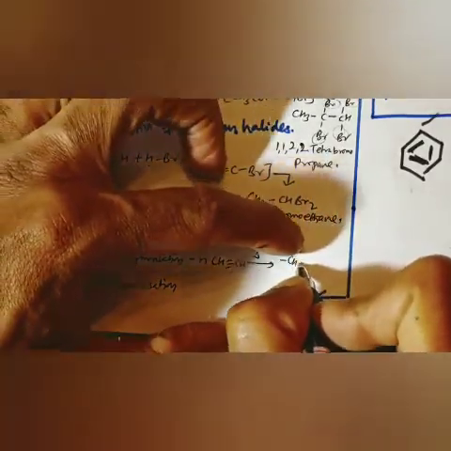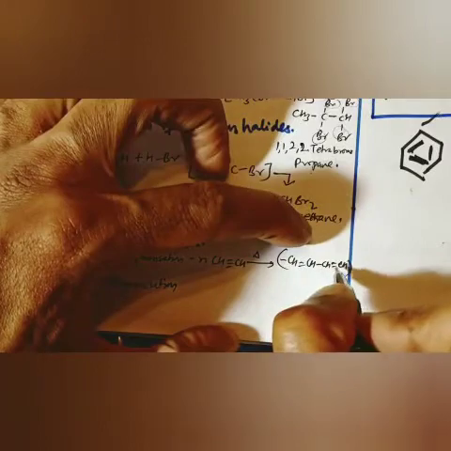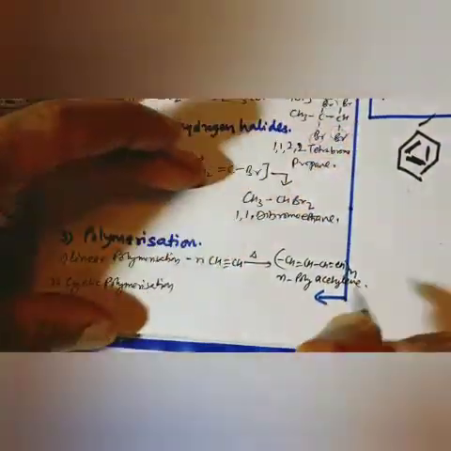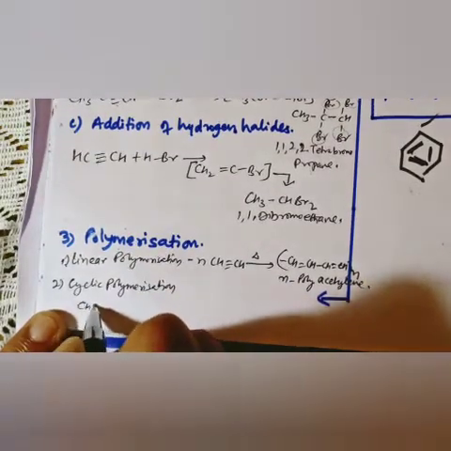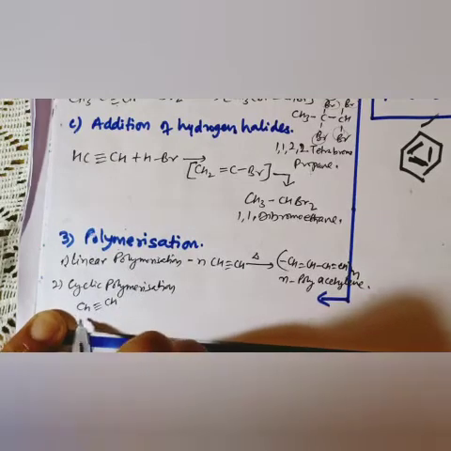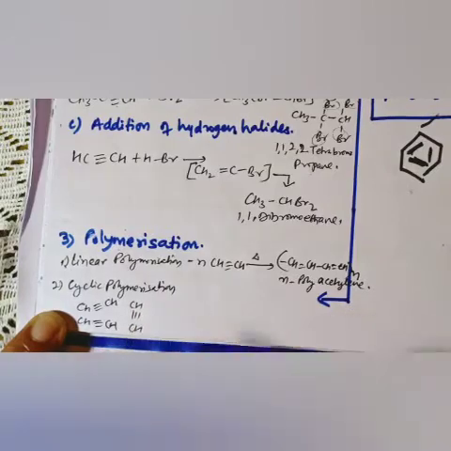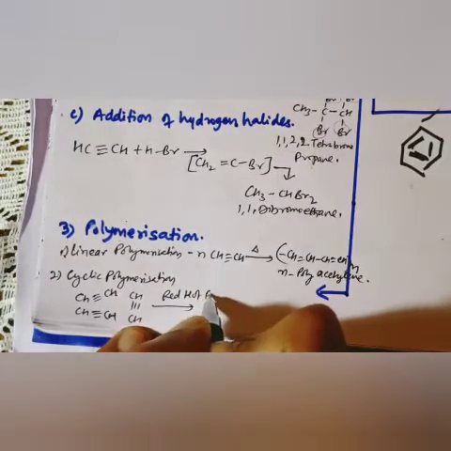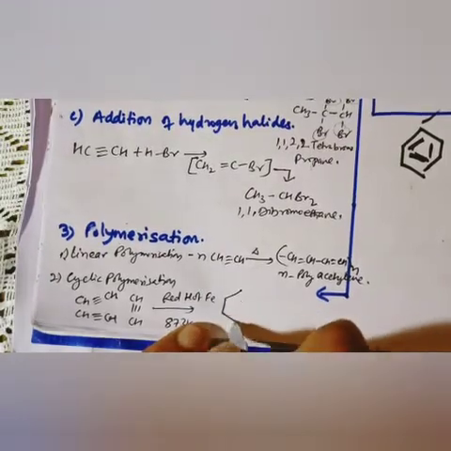change into CH double bond CH double bond CH. That is a long chain of n, that is called polyacetylene. Similarly with cyclic: CH triple bond CH, again CH triple bond CH, and CH triple bond CH. It means 3 molecules of acetylene, when treated with red hot iron at 873 Kelvin, will convert into benzene.